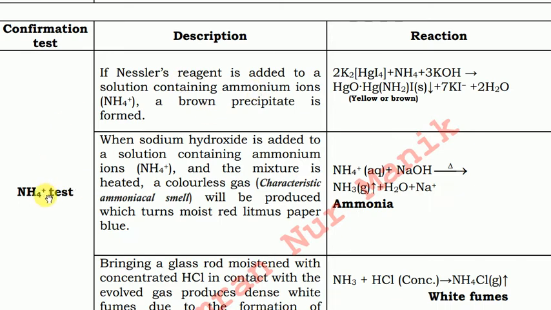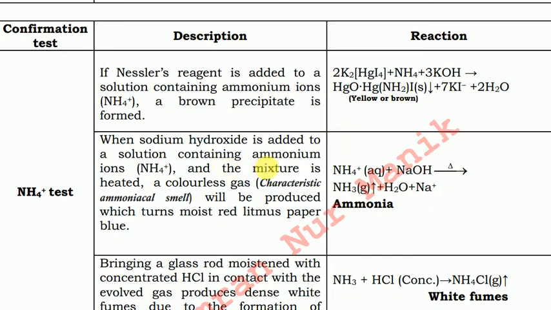So how is ammonium confirmed in the sample solution? To confirm the presence of ammonium, Nessler reagent is added to a solution containing ammonium, and Nessler reagent produces a brown or yellow precipitate. That confirms the presence of ammonium in the sample solution.